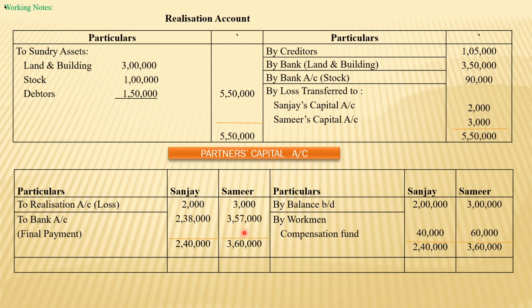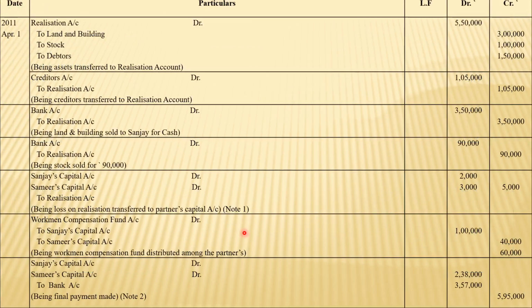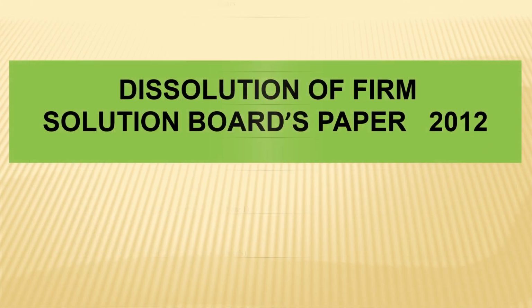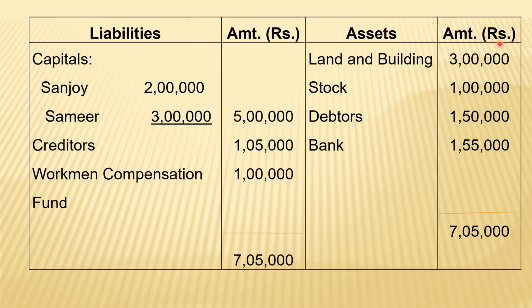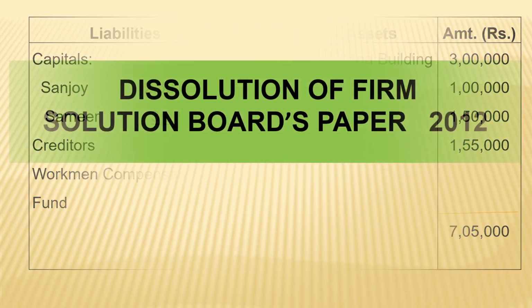So this was rough working, but in this question it is being asked to pass the journal entry. Very simple, one by one. First phase journal entry, the transferring entry of assets: realization account debit 5 lakh 50 thousand, to land and building 3 lakh, to stock 1 lakh, to debtors 1 lakh 50,000. That is the book value, as provided in the balance sheet: 3 lakh, 1 lakh, and 1 lakh 50. The same way we are transferring this entry.